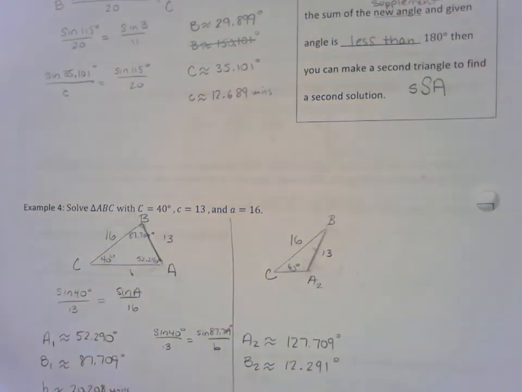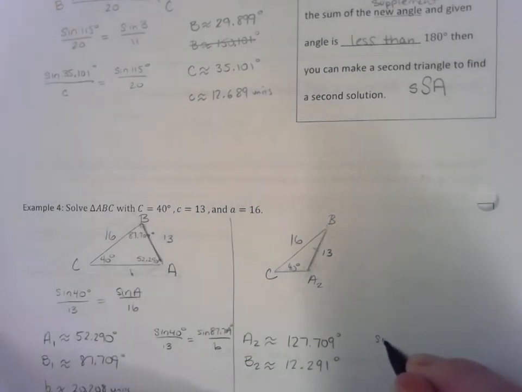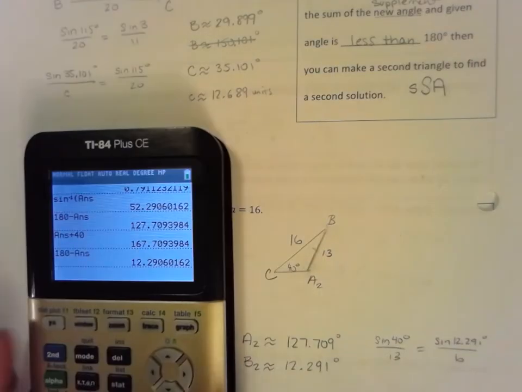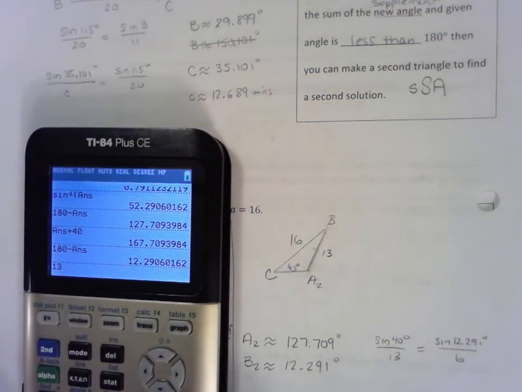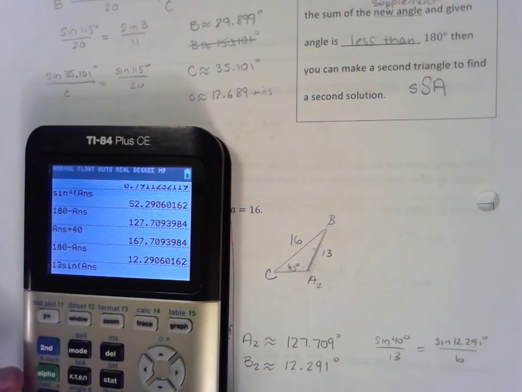We're going to use that to find side length B. The other potential side length for side length B, we'll do sine of 40 over 13 equals the sine of this answer divided by little b. And this will kind of wrap up our ambiguous case, which happens when we have a small side. Oh, actually I want the full answer. 13 sine. There we go, that's better.